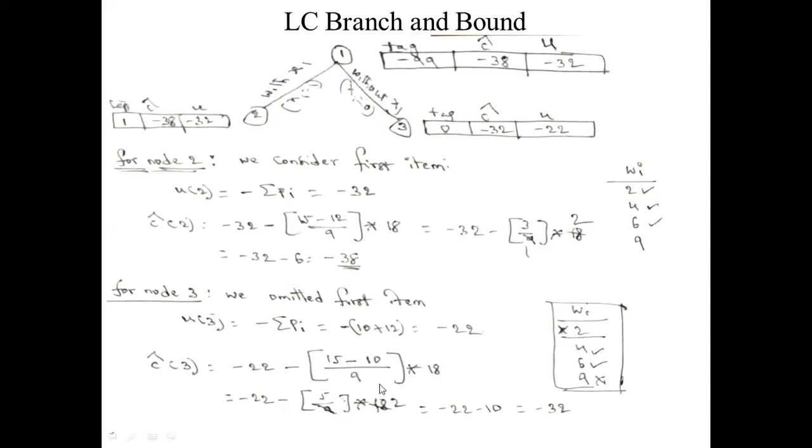By remaining element 9 into remaining element profit 18. So minus 22 minus 5 by 9 into 18 means 10. So minus 32. So this is minus 32. So what is the constraint now?